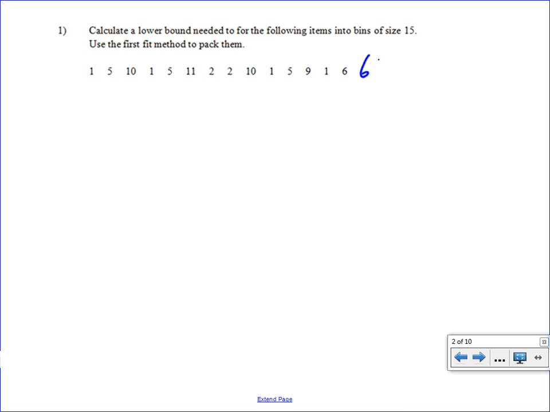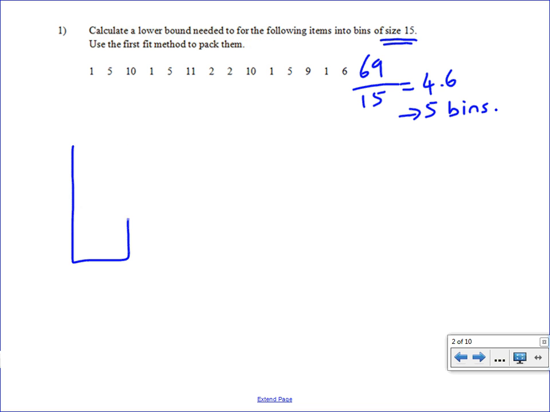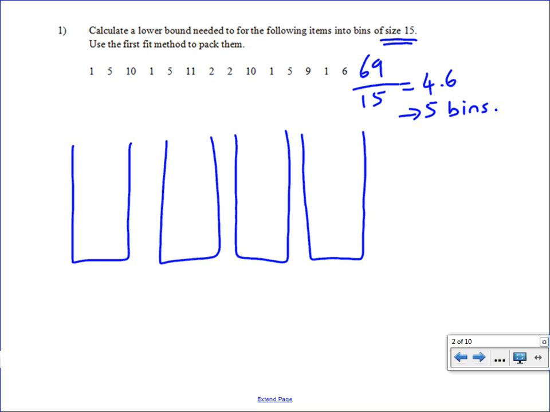And we're going to divide that by 15, which is the bin size. And we do that, we get 4.6. So the lower bound for the number of bins needed is 5 bins. I'm going to draw my 5 bins out. I might need 6, obviously, but I am going to need at least 5.